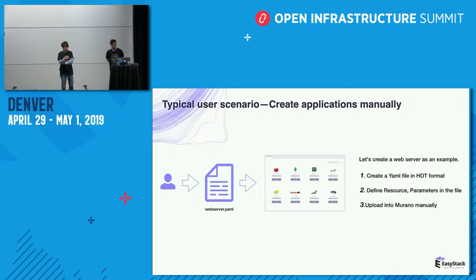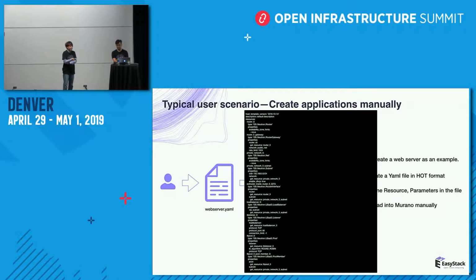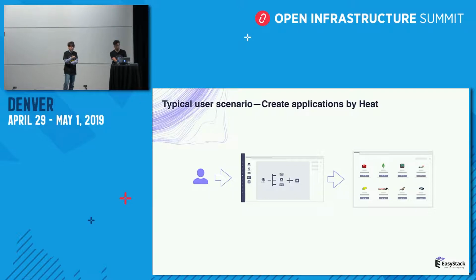Let me introduce a typical user scenario, creating applications manually. If you are an operator, when you want to create an application, you need to create a YAML file, define resources and parameters in the file, and upload it to Murano manually. It could be very easy for an operator. But if you are a cloud product user, it may be a little complex to write such a YAML file. So in this situation, we recommend they use Heat. Just drag and drop the resources on the canvas. You can create an application and upload it into Murano. It's very easy and flexible.